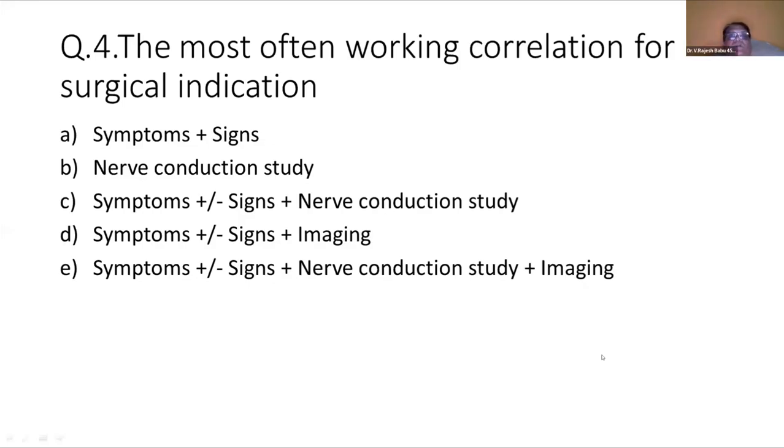The most often working correlation for surgical indication: A, symptoms and signs. B, nerve conduction study. C, symptoms and signs and nerve conduction study. D, symptoms and signs and imaging. E, symptoms and signs, nerve conduction study, and imaging.